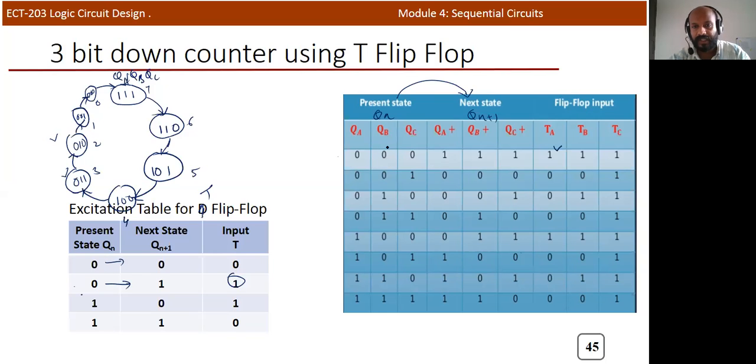You need to observe the changes in QB. So this is a change in QB. It's changing from 0 to 1, so TB equals 1. Here it is from 0 to 0, so it's 0. In a similar way, you can complete the remaining.